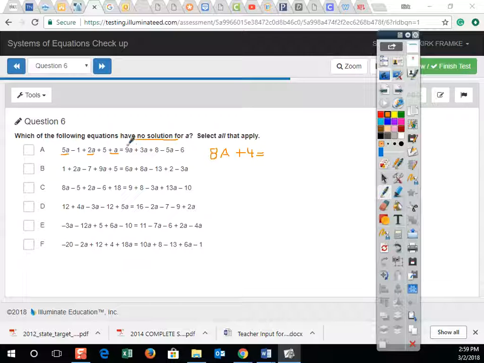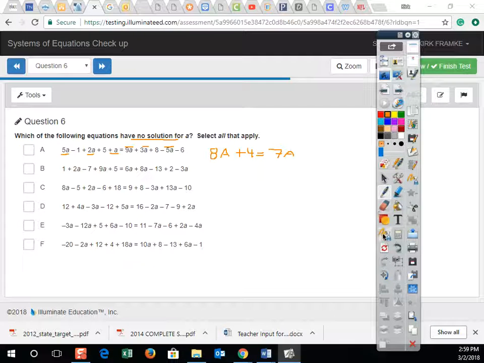Then for our other side, we have 9a plus 3a, so that's 12a. 12a minus 5a is going to be 7a. So right now, I know that there's going to be exactly one solution because their slopes are different, therefore they will intersect in exactly one place. We're not going to answer that.